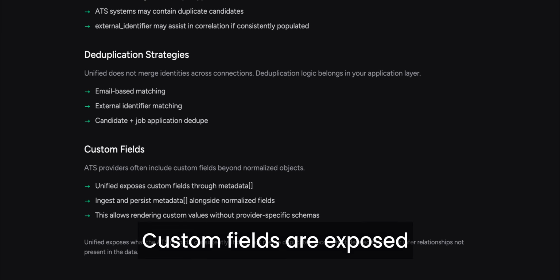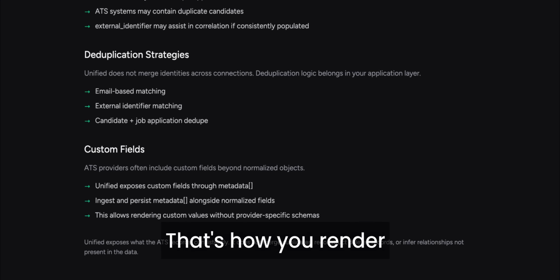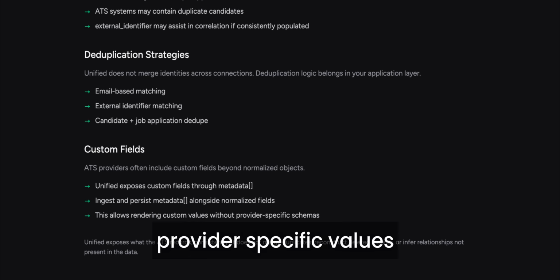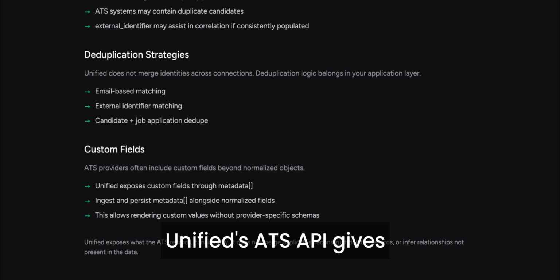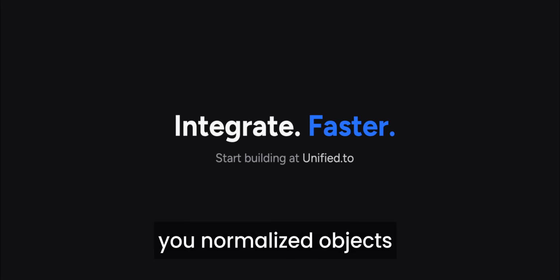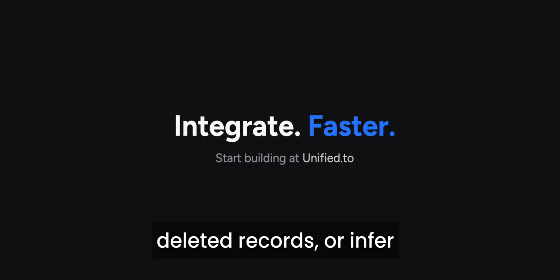Custom fields are exposed through metadata. Persist them. Don't drop them. That's how you render provider-specific values without building custom schemas per ATS. Unified's ATS API gives you normalized objects and consistent endpoints. It does not merge identities, reconstruct deleted records, or infer relationships that don't exist in the source data.